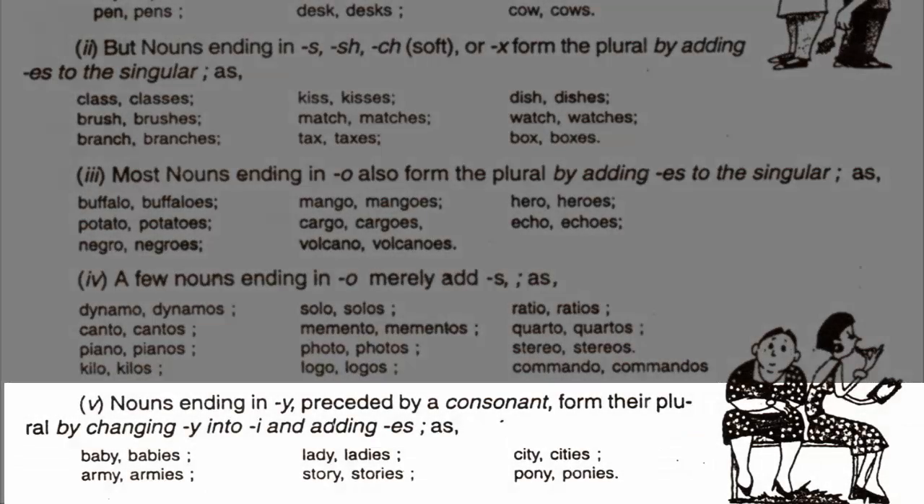Nouns ending in y preceded by a consonant form their plural by changing y into i and adding es. As baby, babies, lady, ladies, city, cities, army, armies, story, stories, pony, ponies.